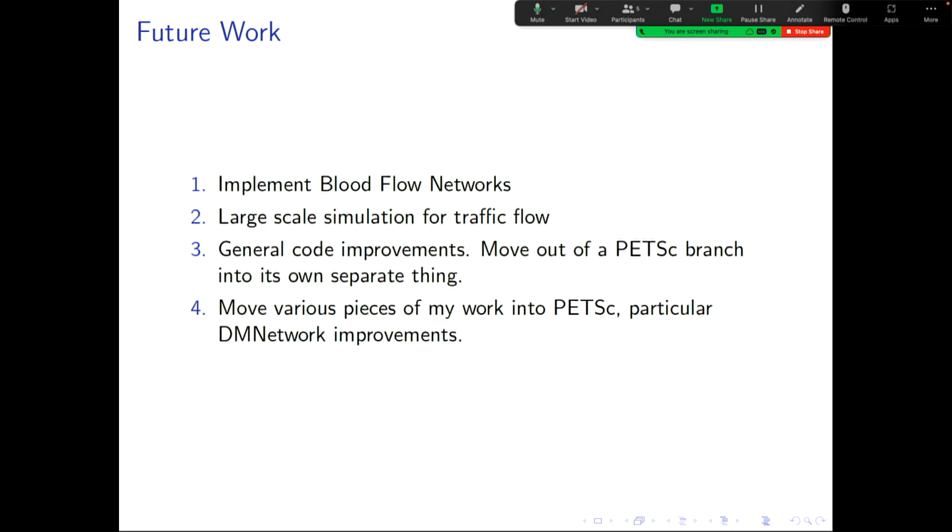And so future work: just implement more physics and be able to simulate more physics. I have some collaborators that have been patiently waiting for me to be able to do these things for them. I would like to do more large-scale simulation for traffic flow. I recently hacked in an HDF5 reader for DMNetwork that works well enough to load in a workflow where you can grab a traffic network from essentially Google Maps. I can build the DMNetwork out of it, and then I can do physics on it and solve traffic flow on real traffic networks.